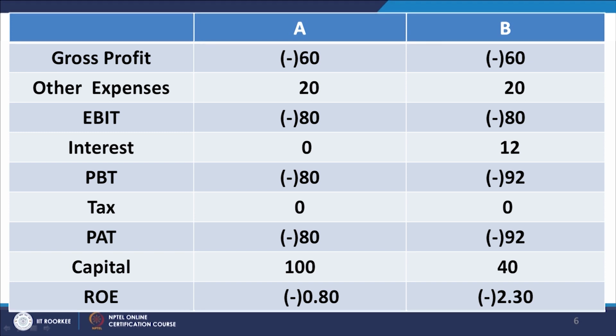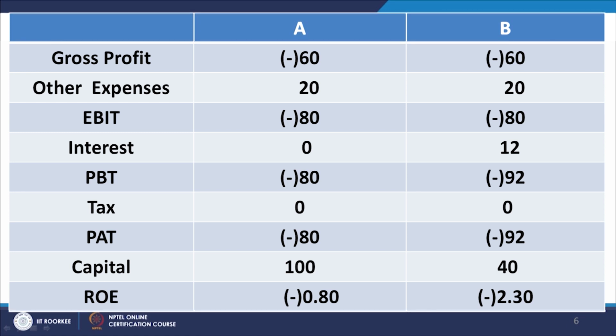in the adverse scenario. Let us assume that both the companies have incurred losses, and the gross profit is a loss. It's a gross loss of 60 units for company A as well as company B. The expenses are 20 units as in the previous case. We end up with a negative EBIT of 80 units in both cases.